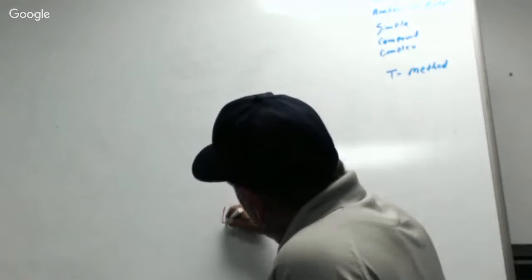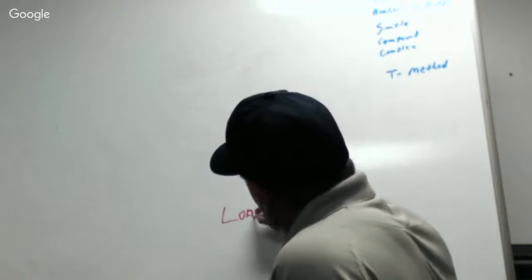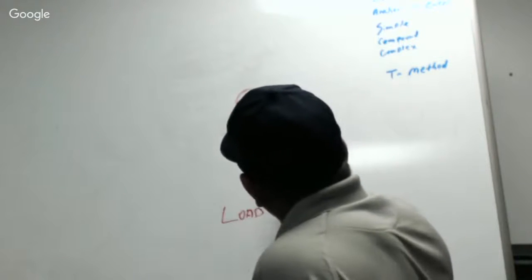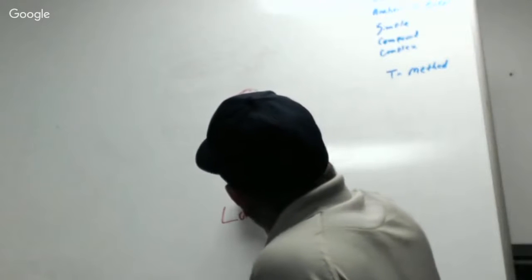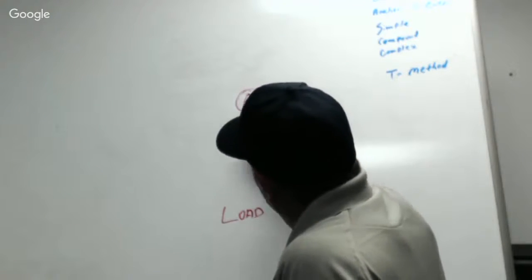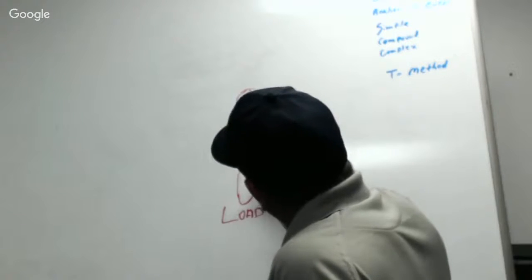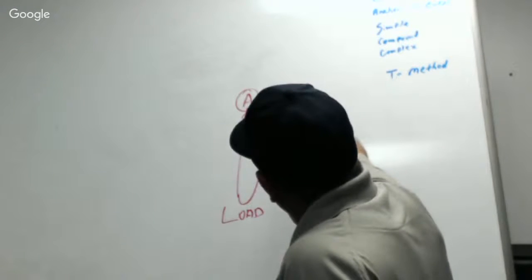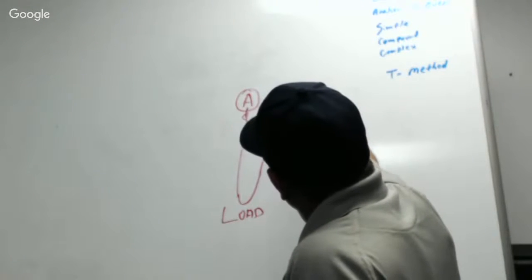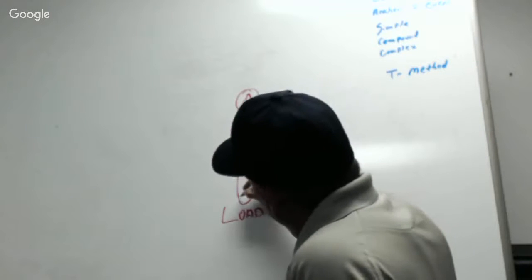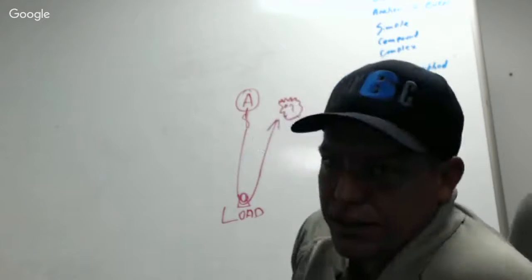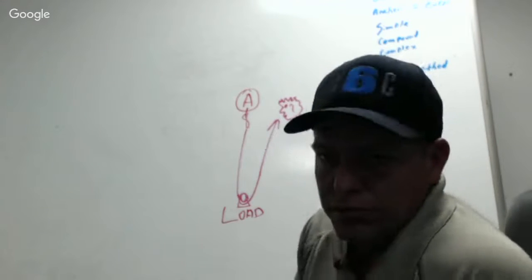So here's the load. Here's the anchor. I'm tied off here at the anchor. I come down to a pulley, and I got my guy right here with the mohawk, and he's pulling the rope. So what kind of mechanical advantage is that, guys?